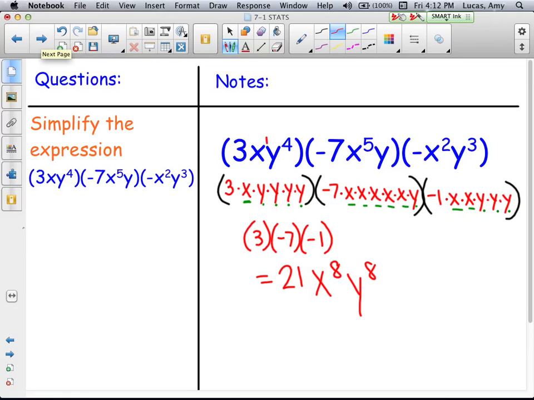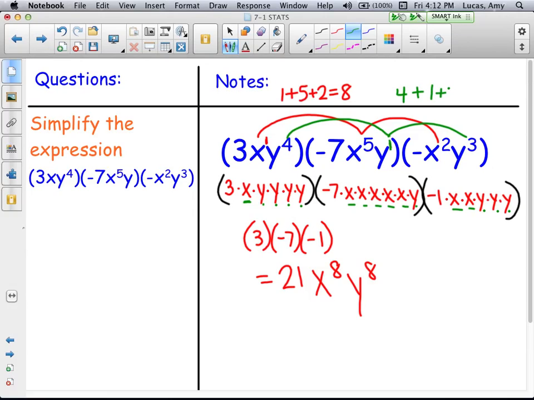So this x would have a 1 on it. If I added all of these x's together, 1 plus 5 plus 2, I have 8 x's in all. And if I add these y's together, there would be 1 right here. So 4 plus 1 plus 3, 8 in all. And I had to multiply together all of my coefficient numbers to get the 21.